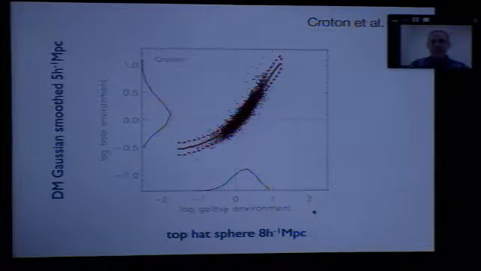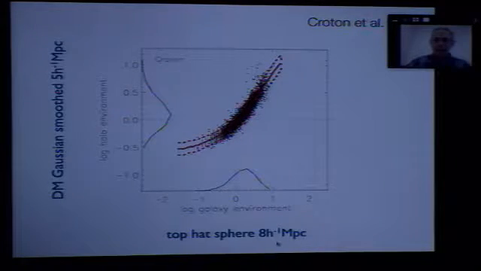And on the x-axis, I'm measuring environment for the same objects using a top hat sphere where I'm counting galaxies. So this is how you would do it in a survey. I'm just taking an 8 megaparsec volume around and counting galaxies and then getting an overdensity, basically, where 0 is the mean density. Okay? And this is the correlation I get. And that's fine because we know the dark matter and the galaxies are biased with respect to each other, so we don't expect it to be 1-on-1. But what do other environment measures get?